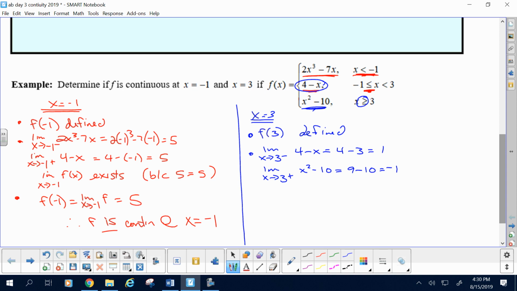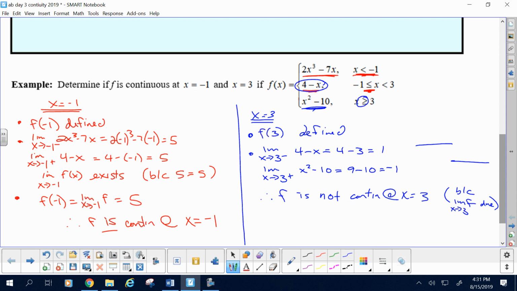Well, that's bad. From the left it's 1, from the right it's -1. It cannot be continuous, so I can stop. At that point I can make my conclusion. f is not continuous at x equal 3. And if you wanted to justify it, you would say because the limit as x goes to 3 does not exist. Or you could say because the one-sided limits aren't the same.